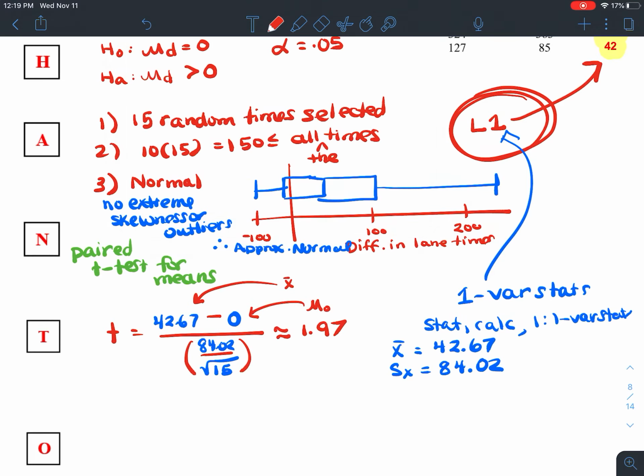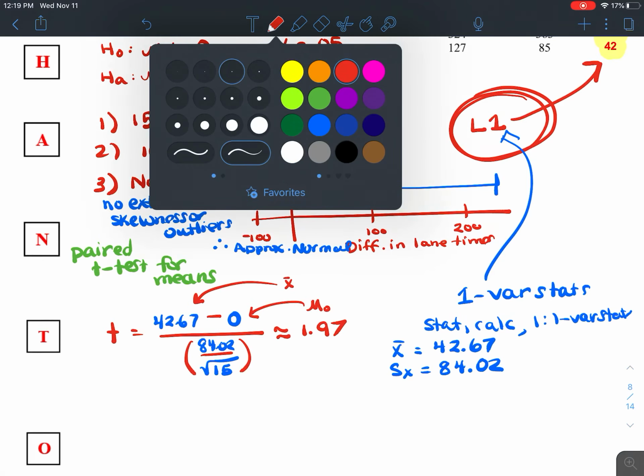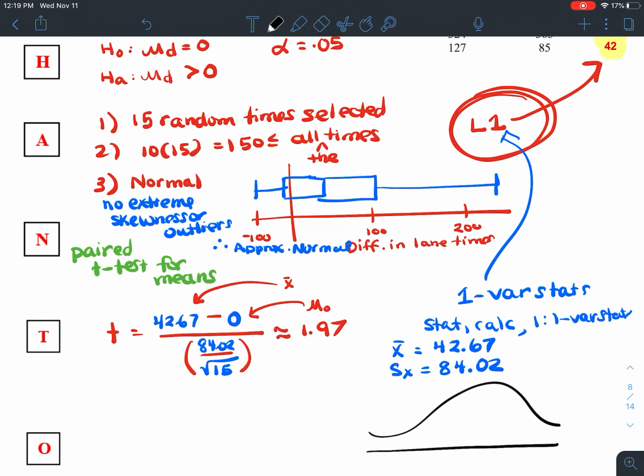We then would draw a rough sketch of a bell-shaped curve. Keep in mind this was a one-sided test, a greater than. So I'm going to put 1.97 here, and I'm shading to the right. I'm going to be doing tcdf to get my p-value here.